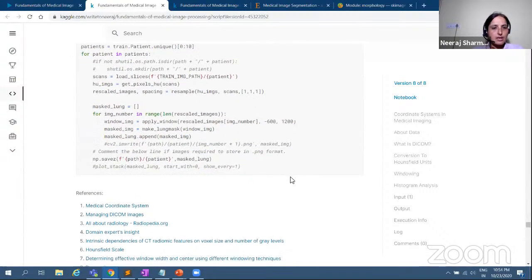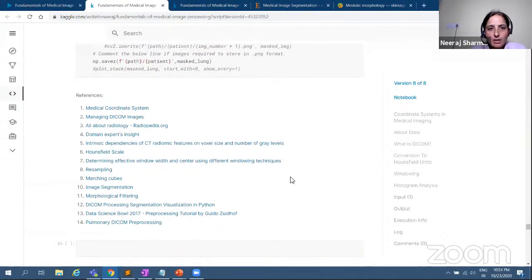So that's all about my session. And these are the different references and notebooks I have gone through, which are really helpful for making the session and for all the DICOM processing information.